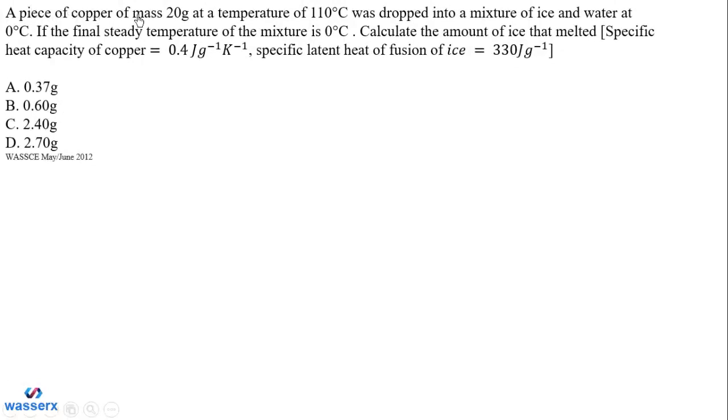A piece of copper of mass 20 grams at a temperature of 110 degrees Celsius was dropped into a mixture of ice and water at 0 degrees Celsius. If the final steady temperature of the mixture is 0 degrees Celsius, calculate the amount of ice melted. The specific heat capacity of copper is equal to 0.4 joules per gram per Kelvin. The specific latent heat of fusion of ice is equal to 330 joules per gram.